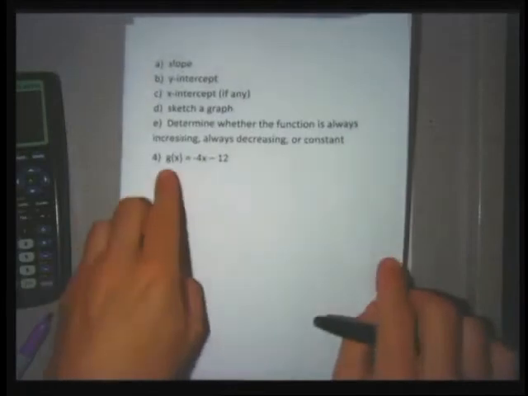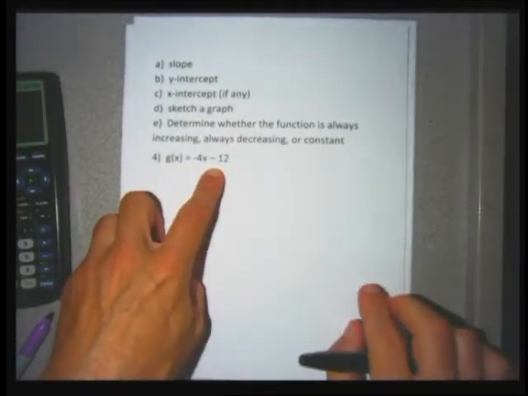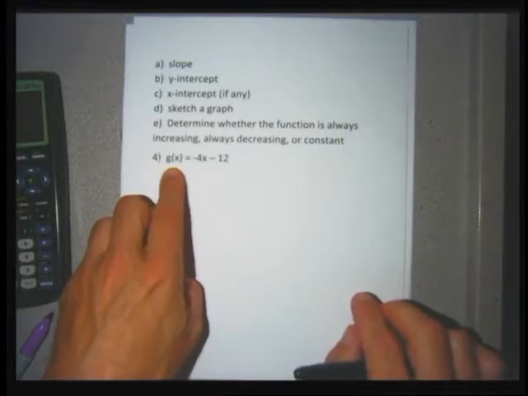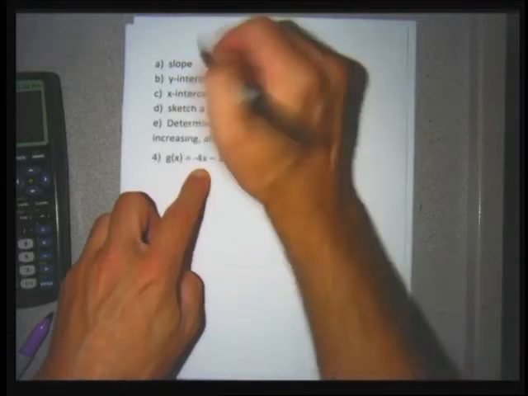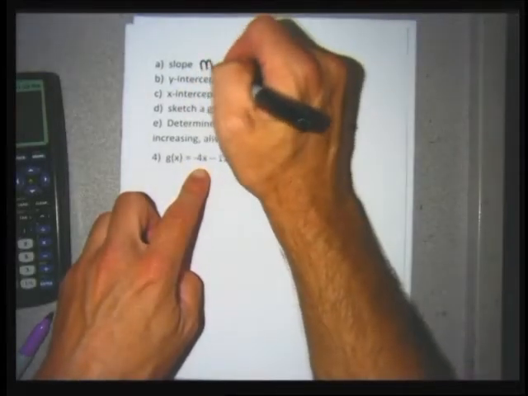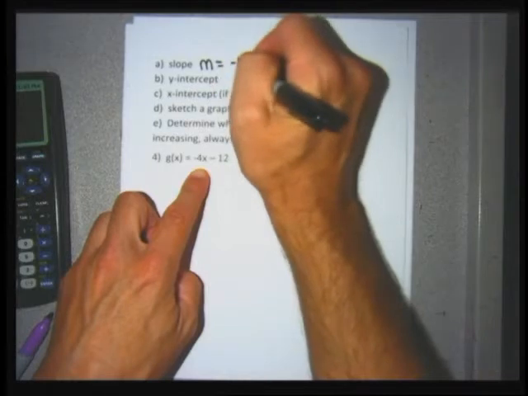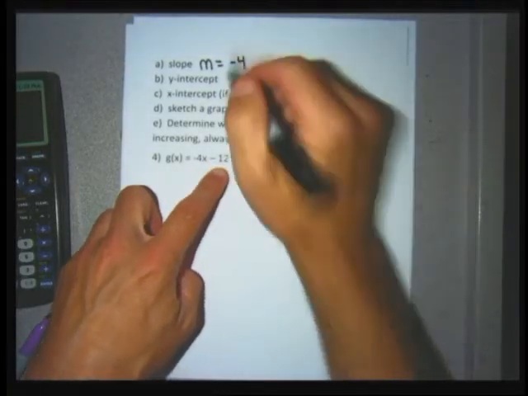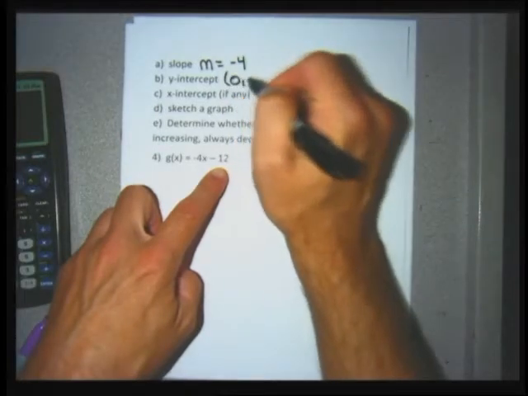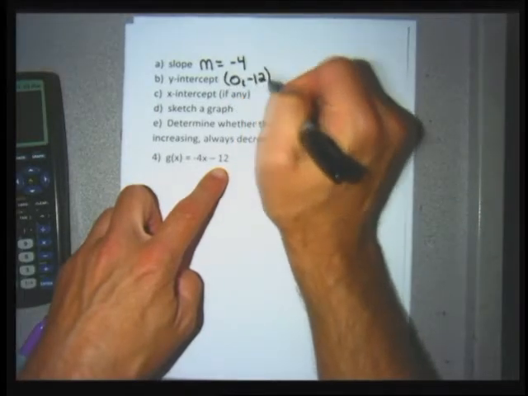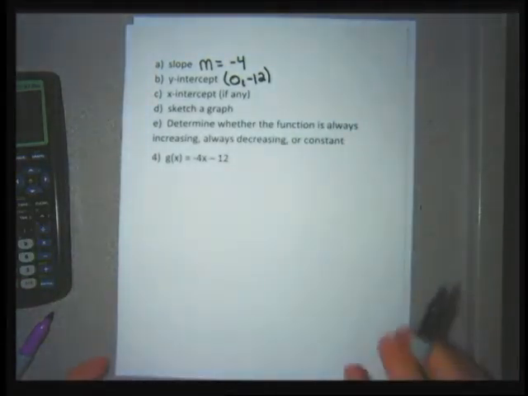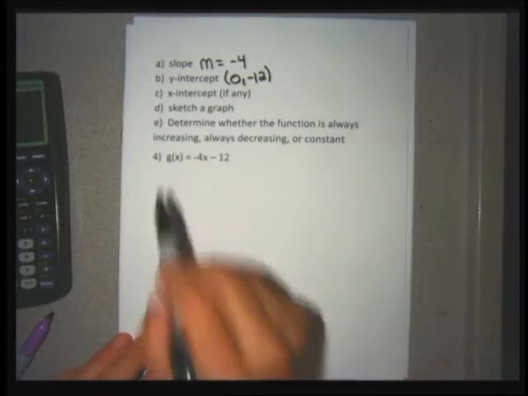I see the function g of x equals negative 4x minus 12. Again, this is in the y equals mx plus b form, where the function g of x is serving as the y. Because it's in the y equals mx plus b form, the number in front of the x, along with its sign, but not with the x, is the slope. The number after the x is the non-zero part of the y-intercept. So for the answers for part A and part B, the slope is negative 4, the y-intercept is the point 0, negative 12.